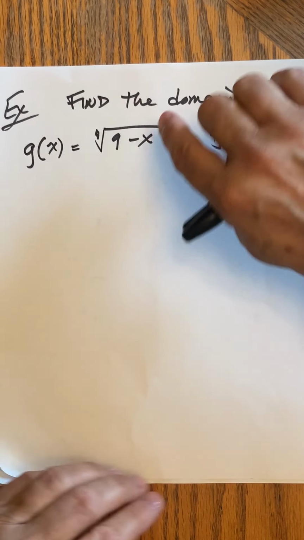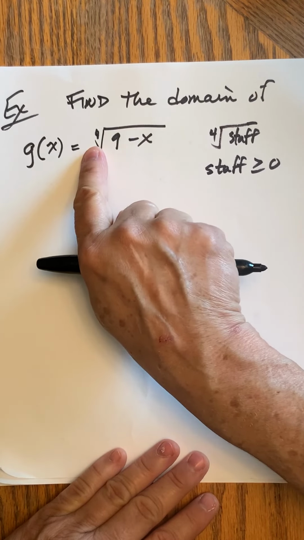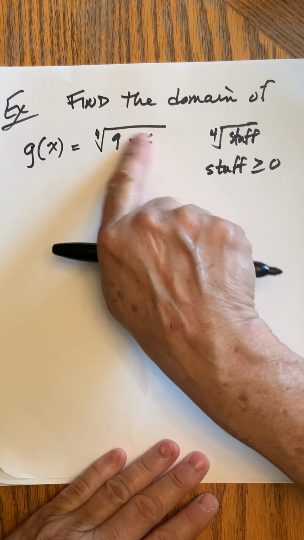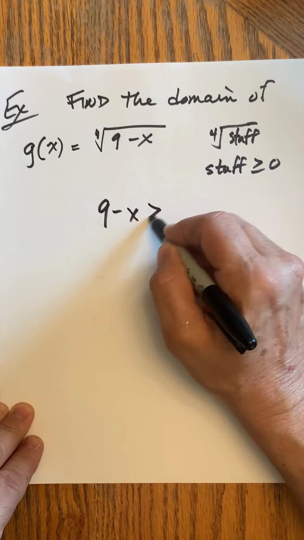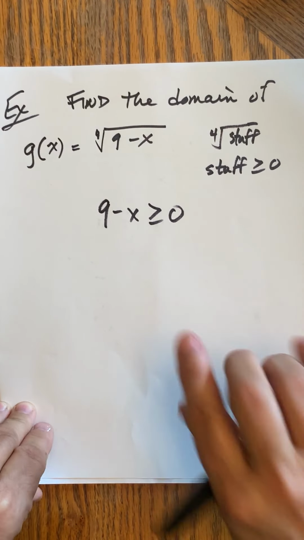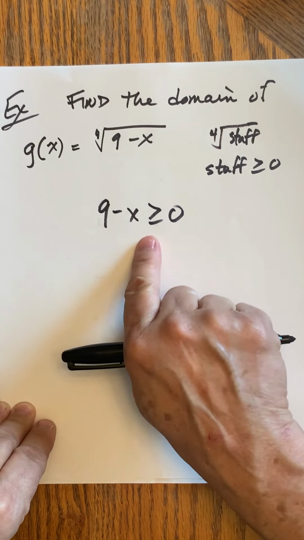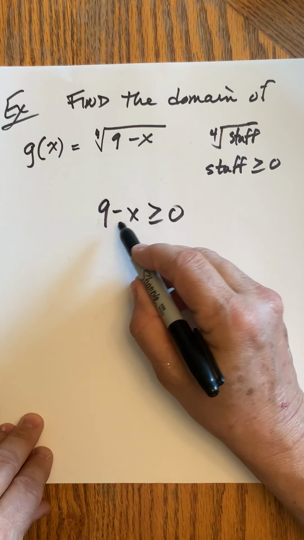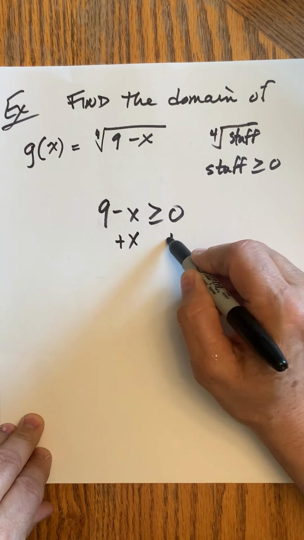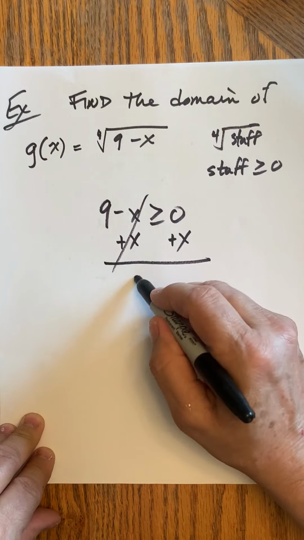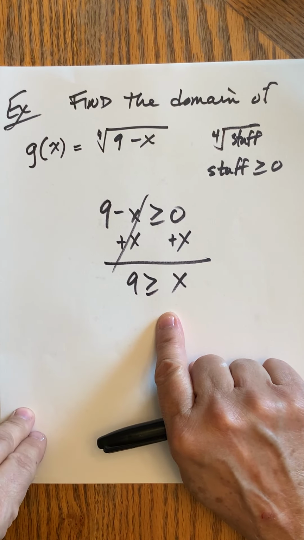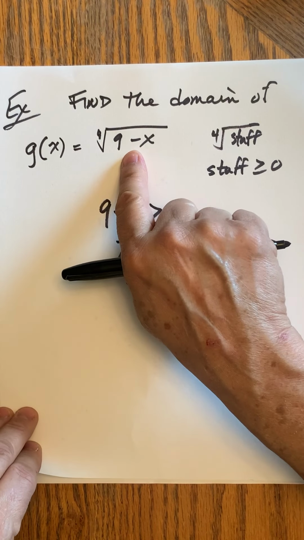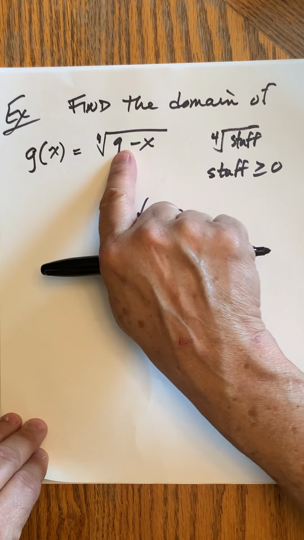So what I have to make sure is that whatever I'm taking the even root of, which in this case is all of this, that is positive. So what I do is I set that greater than or equal to 0. So I'm saying what makes it positive? What x makes this positive? Now I solve for it. So if I add x to both sides, I get that as long as x is less than or equal to 9, then this expression under the root will be positive.